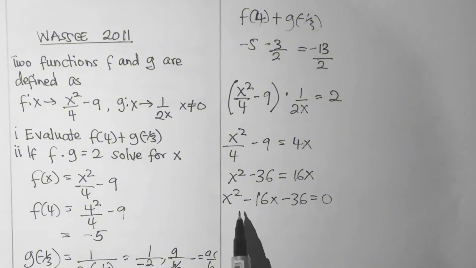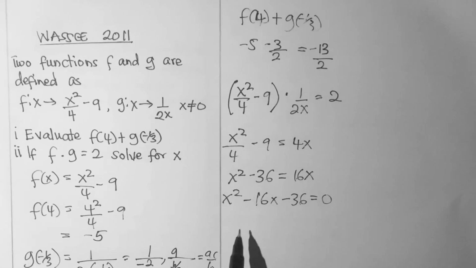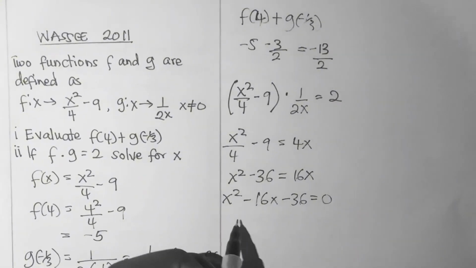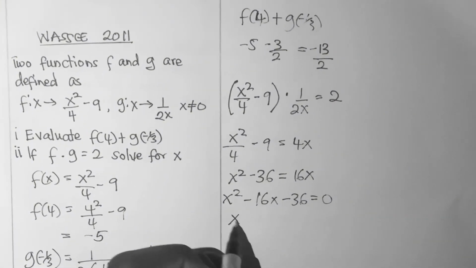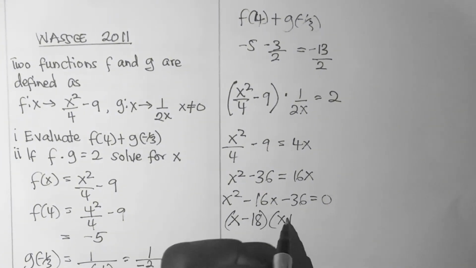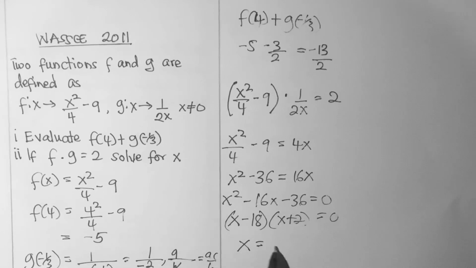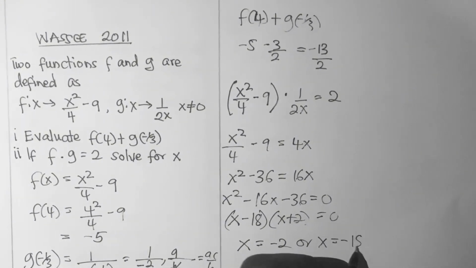So two numbers that if you multiply, you get minus 36, but if you add, you get minus 16. Those numbers are minus 18 and then 2. So we have x minus 18 in one bracket, and then x plus 2 equals 0. So the values of x are x is equal to minus 2 or x is equal to 18.